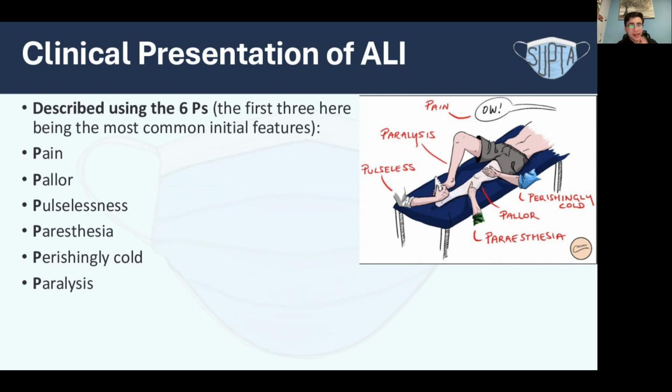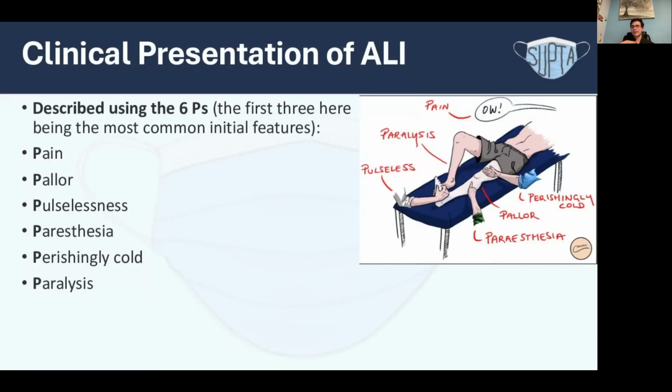Acute limb ischemia could technically just come with pain. Very quickly, though, it will become pulselessness, because the artery will be occluded, so you won't feel a pulse. Very quickly, it will become pale because you're not getting any oxygen supply to the place.